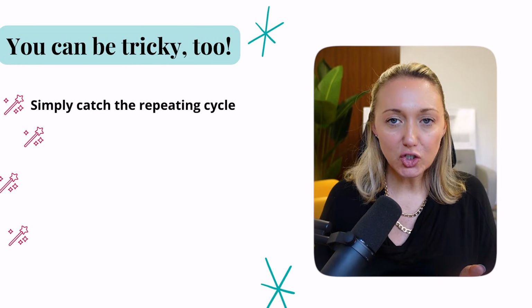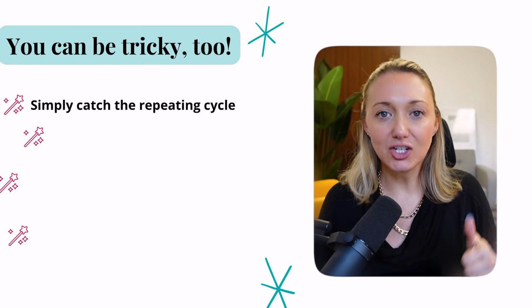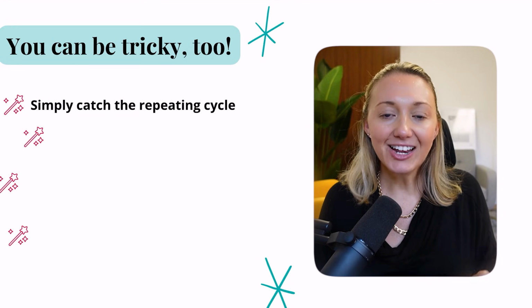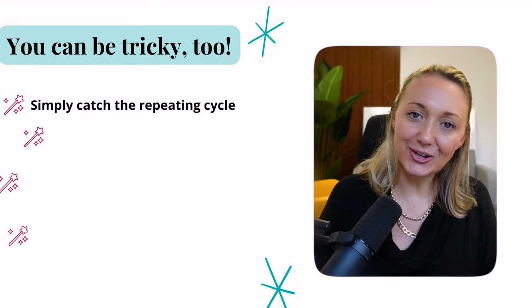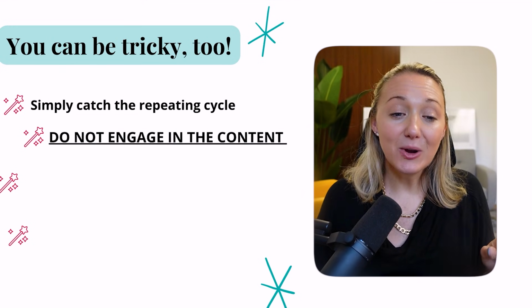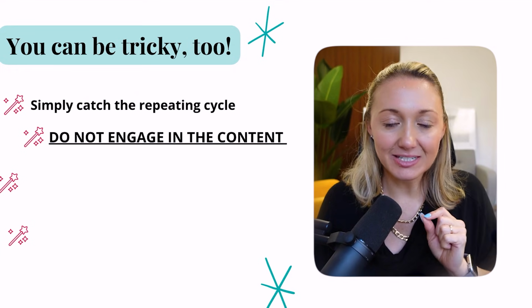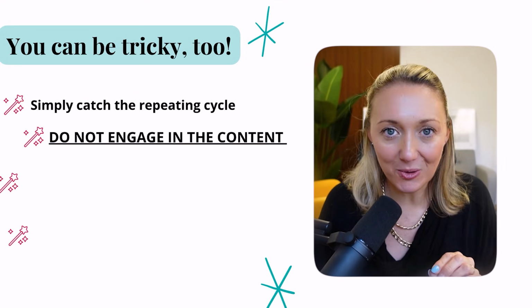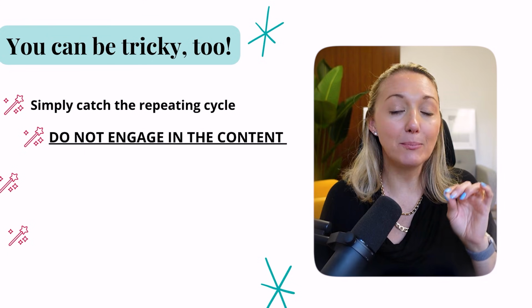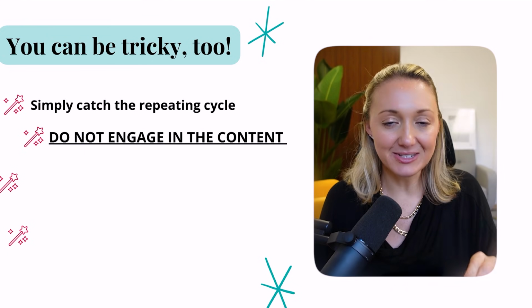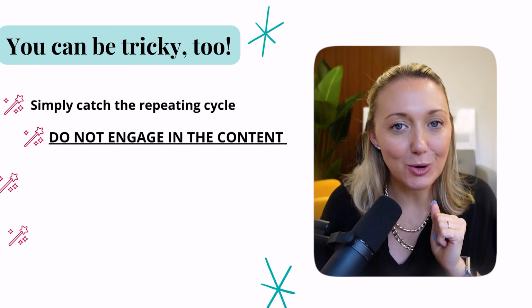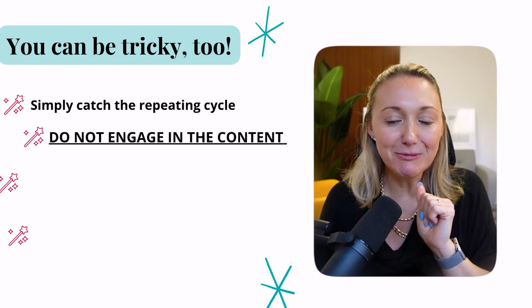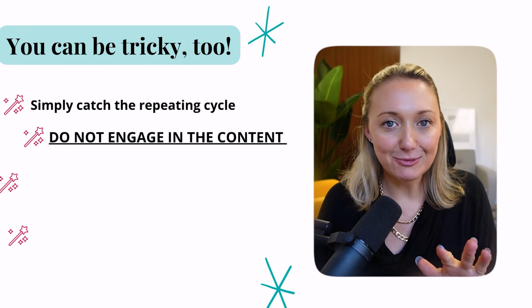Number 1, your job is to simply catch the repetitive cycle. Catch how it twists and turns the content. We're going to then work at not engaging in the content. I don't want you to touch that content with a 10-foot pole. I want you to get so good at observing when that content shows up and being like, you almost tricked me there. You almost got me with the content, but I am not engaging with that content.